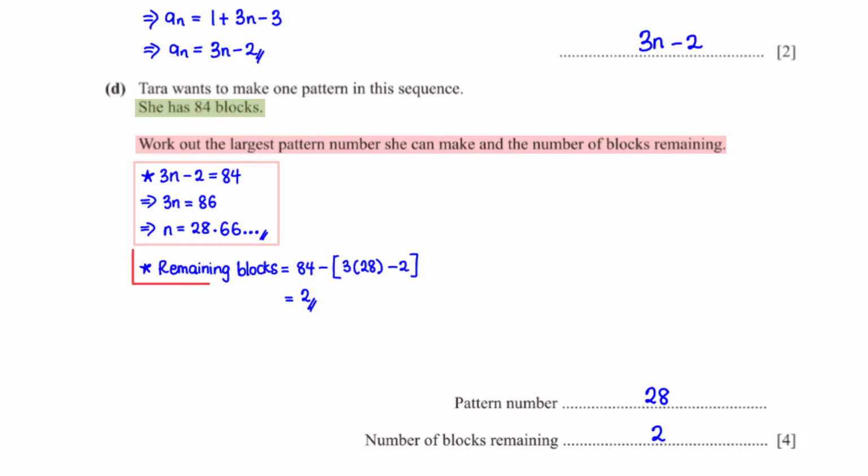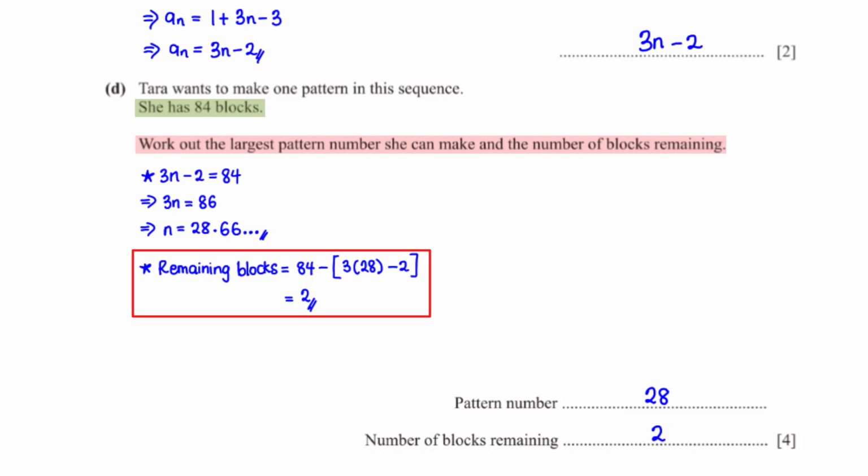So to get the remaining blocks, we subtract the number of blocks required for pattern 28, which is 3 times 28 minus 2, from 84. This gives us 2.